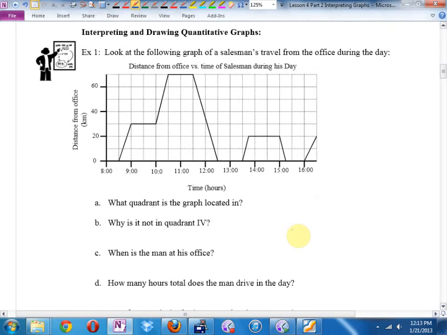A says, what quadrant is the graph located in? It's all positive values. Yes, quadrant 1. Why is it not located in quadrant 4, for example? We don't talk about negative time. Time moves forwards. And we generally don't talk about negative distances, although in Science 10 you may start to talk about a negative distance as being backwards. But since this says the distance from the office, you don't say I'm negative 10 kilometers from my office. Distances are positive.